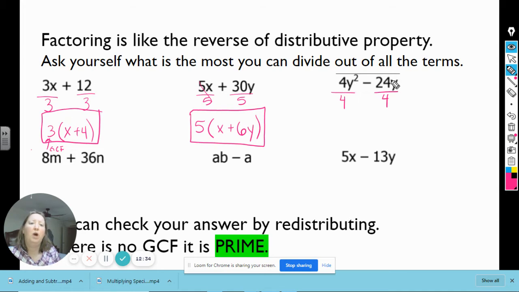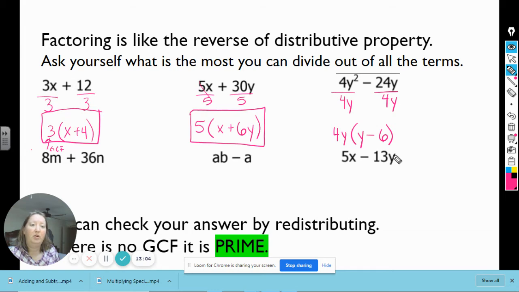Then how many y's can you take out? Well, he's got 2 and he's got 1, so we can at least take out 1 from each of them. Okay, so now I have 4y on the outside, and then 4y squared divided, so the 4's go away, right? And then I'm going to be left with just 1y. Then minus sign. And I'm going to divide 24 by 4, that gives me 6. And I divided out the y, so that's it.